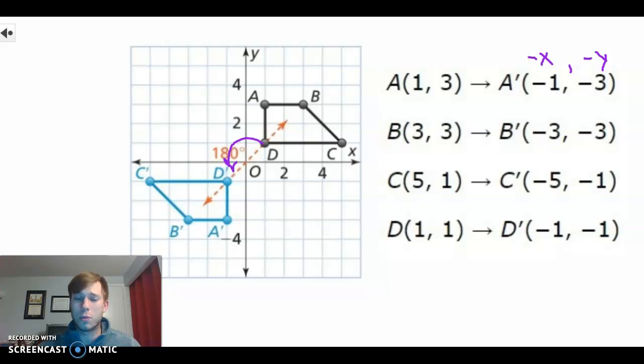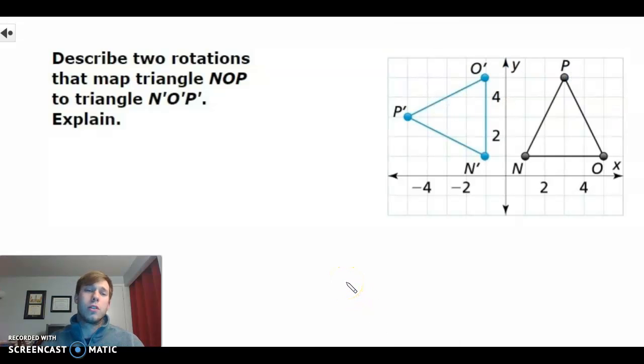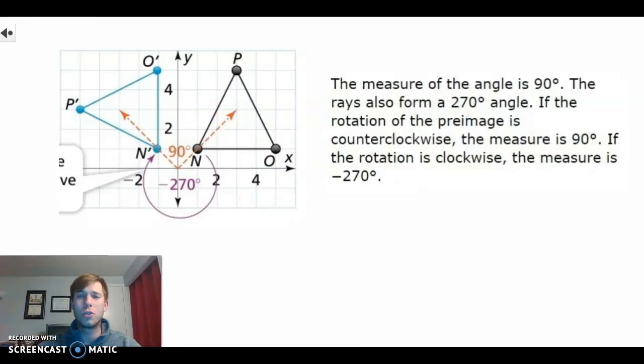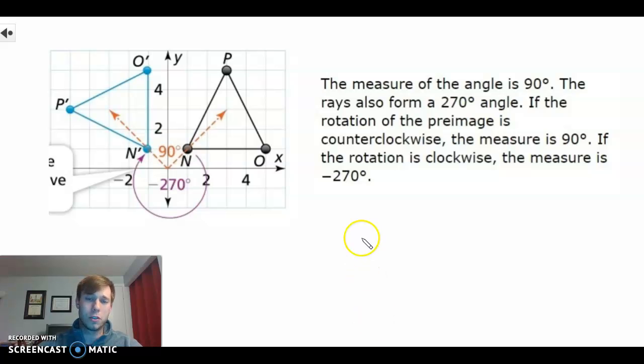All right, last one for you guys. I want you to describe 2 rotations here that map triangle NOP to triangle N prime, O prime, P prime, and give an explanation with that. Go ahead and do that now. So 2 rotations that could be described here.